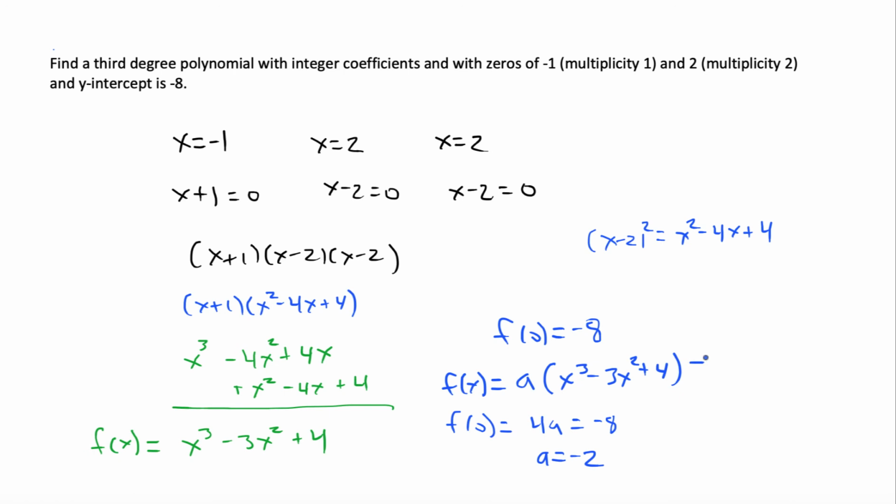So that's going to be our polynomial. So what's our final answer here? The final answer is -2x cubed plus 6x squared minus 8. Okay, so essentially we're just going to multiply each term or each coefficient here by -2. So this should be our final answer.